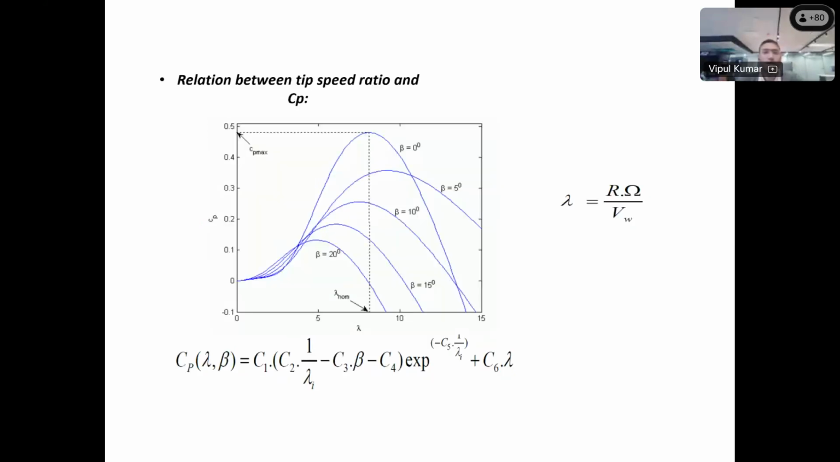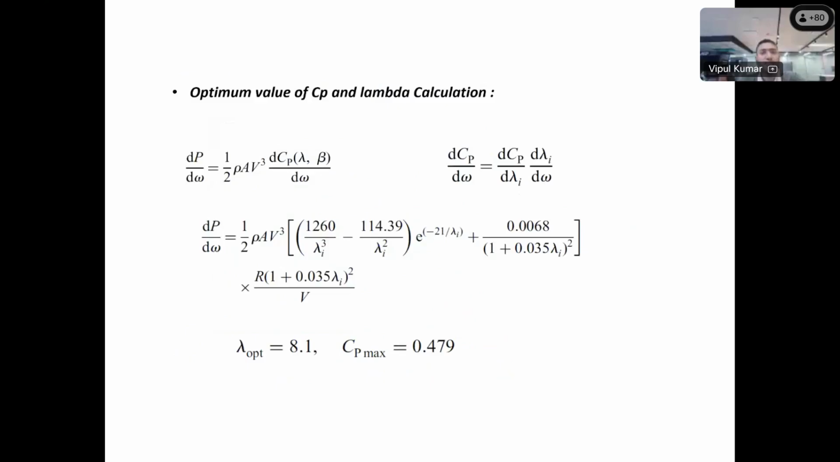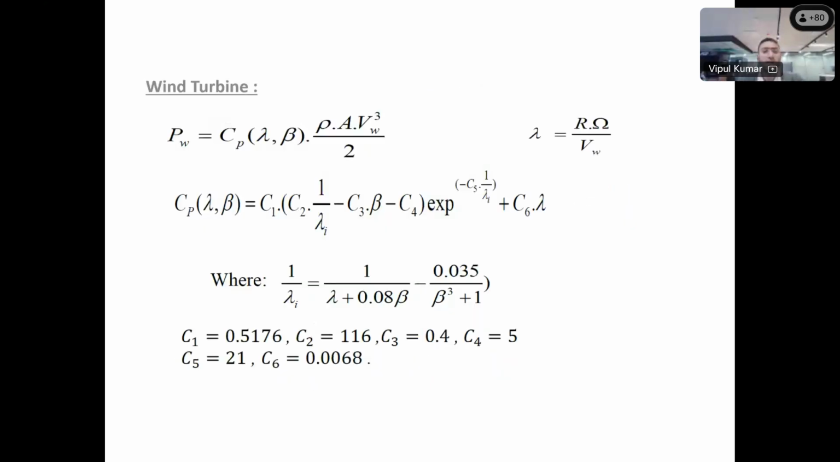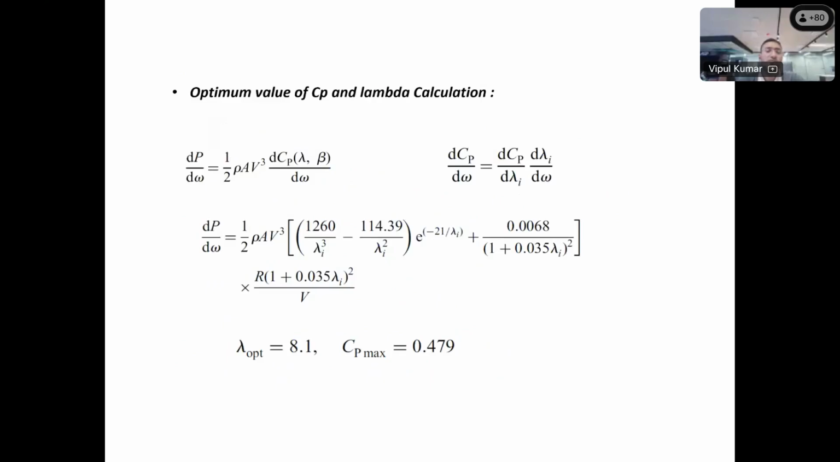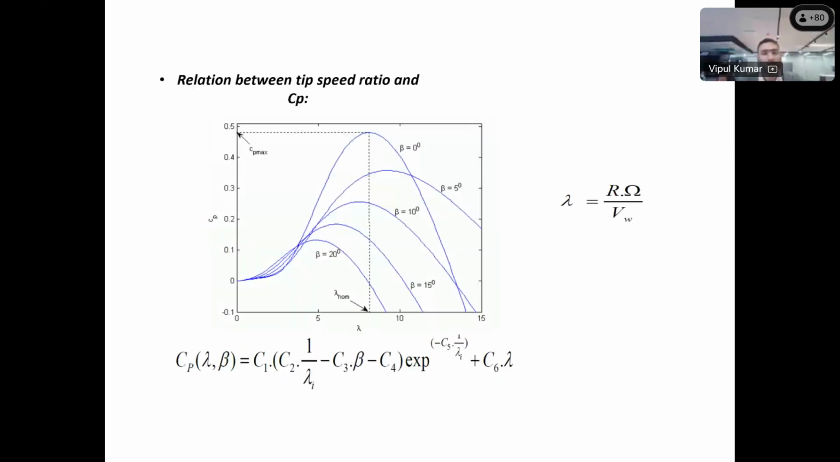Depending on those parameters, for obtaining the maximum value of Cp, we are getting the optimum at a lambda value of 8.1, where we get the maximum value of Cp, which is 0.479. So for these particular parameters, the maximum value of Cp is 0.479.